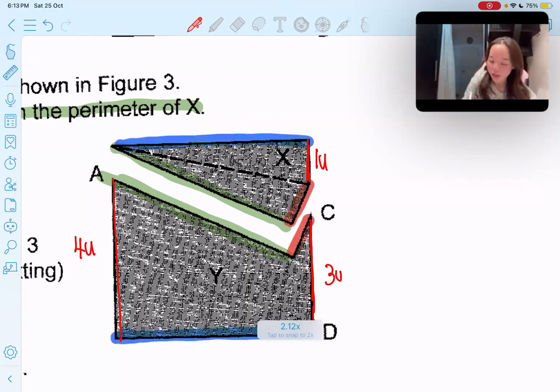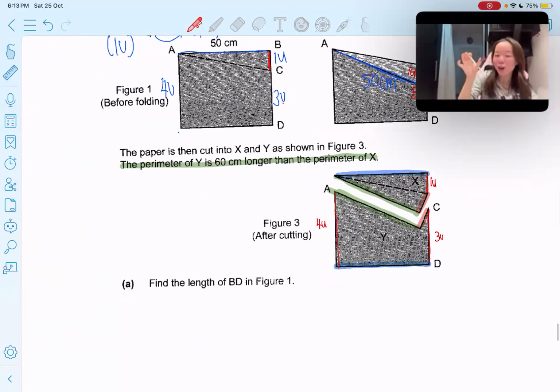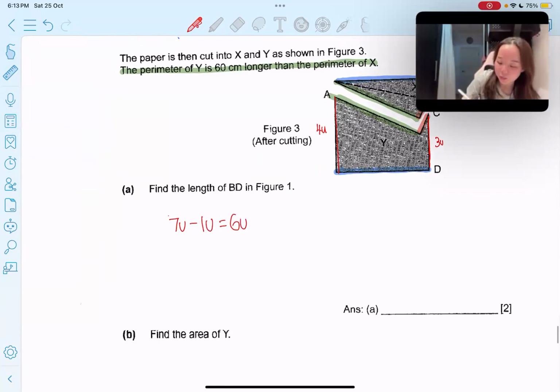Now I have already highlighted all the similar lengths, and I know the different length. For Y, I have a total of 7 units not accounted for, and for X, I have a total of 1 unit not accounted for. So I know that the difference is 6 units. So 6 units is equal to 60 cm. I don't need to write cm, just write 6 units equals 60. And I know that 1 unit will be equal to 60 divided by 6, which equals 10.